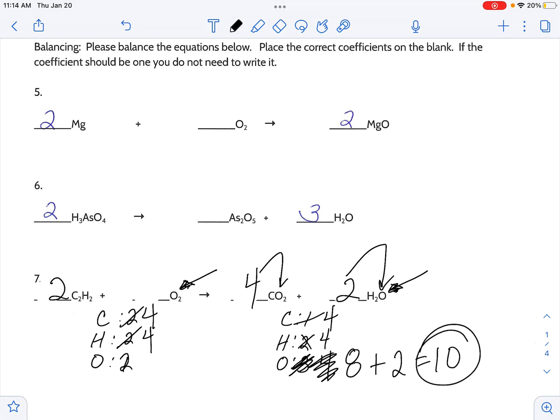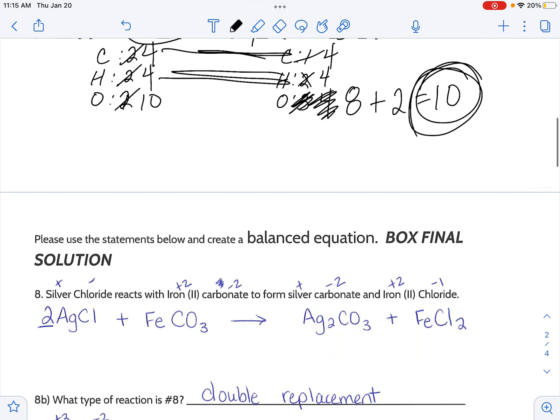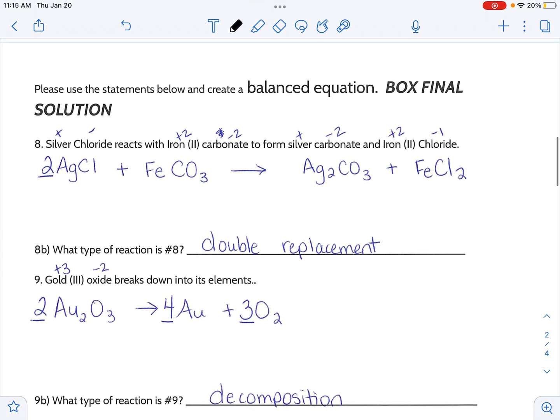So this is actually pretty good. My carbons are equal across, my hydrogens are equal across, and I know 10 is an even number. It can be divided by 2. So right here, I can put a coefficient of 5, and that's going to give me 10 oxygens, and I'm balanced there. If you scroll on down or go on to the next ones, I want you to notice a couple of things that I do when I'm working on these.